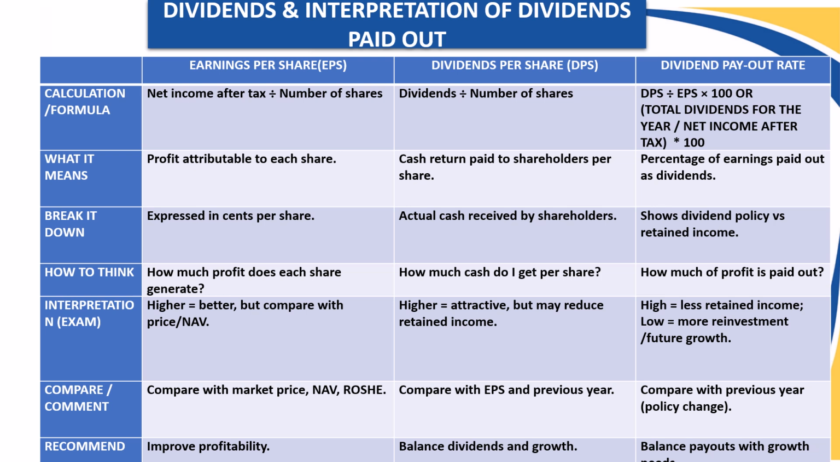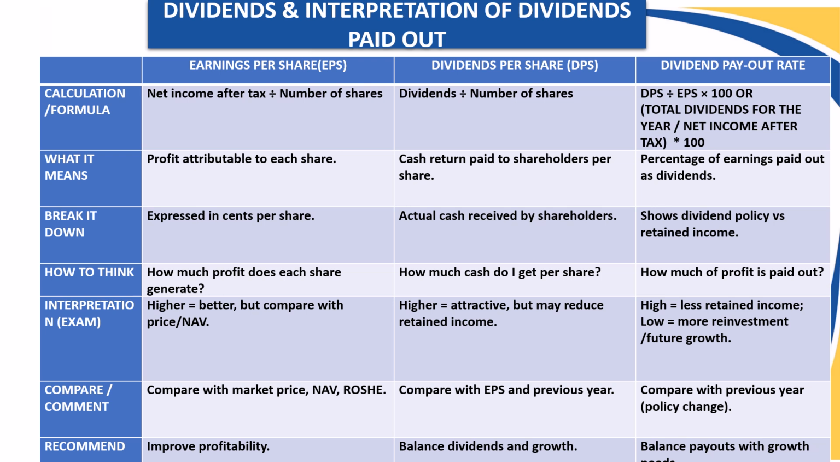There's 2 calculations on your formula sheet for how to work out dividend payout rate. The first one, you take the dividends per share that we calculated in the middle column, divided by the earnings per share that we calculated in the left column. Then we multiply by 100. In that way, we can calculate the percentage of earnings paid out as dividends. Now, this shows the policy between dividends paid out and the retained income that's kept by the company.